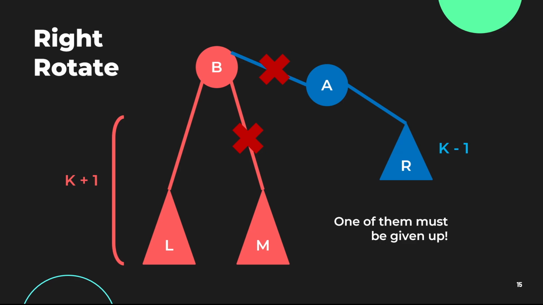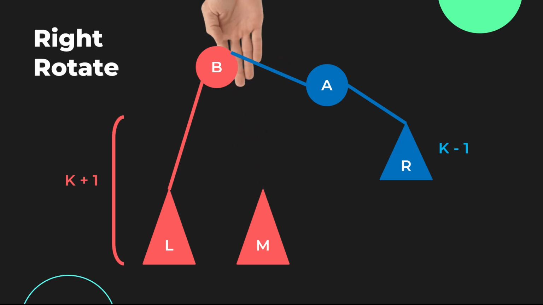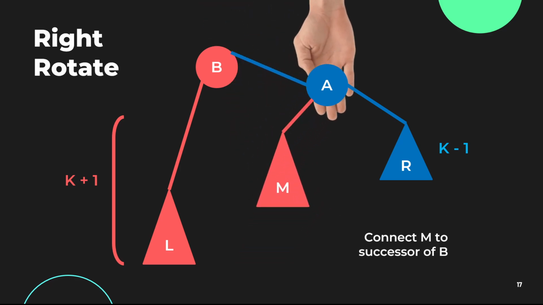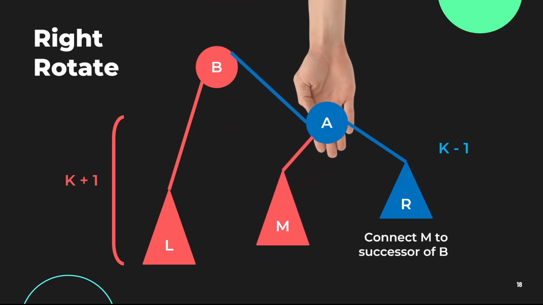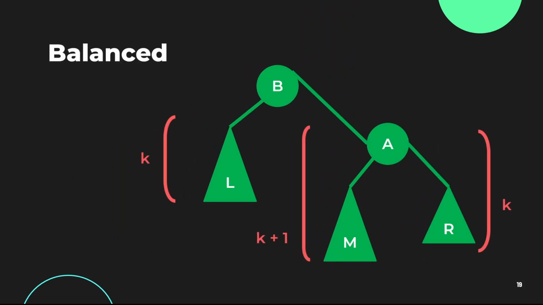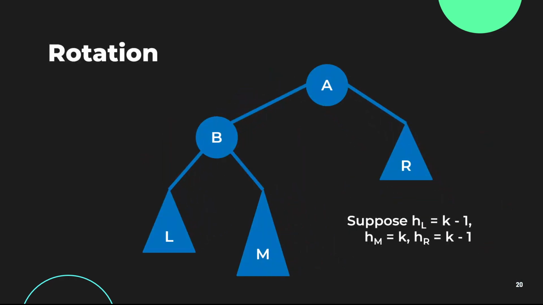So I need to cut off M. If I cut this off, where should I put the M? To the left subtree of A. So that will be your rebalancing. Okay? And now this is already a balanced tree. Because your left subtree has height K, right subtree has height K plus 1. Any questions? No? Okay.